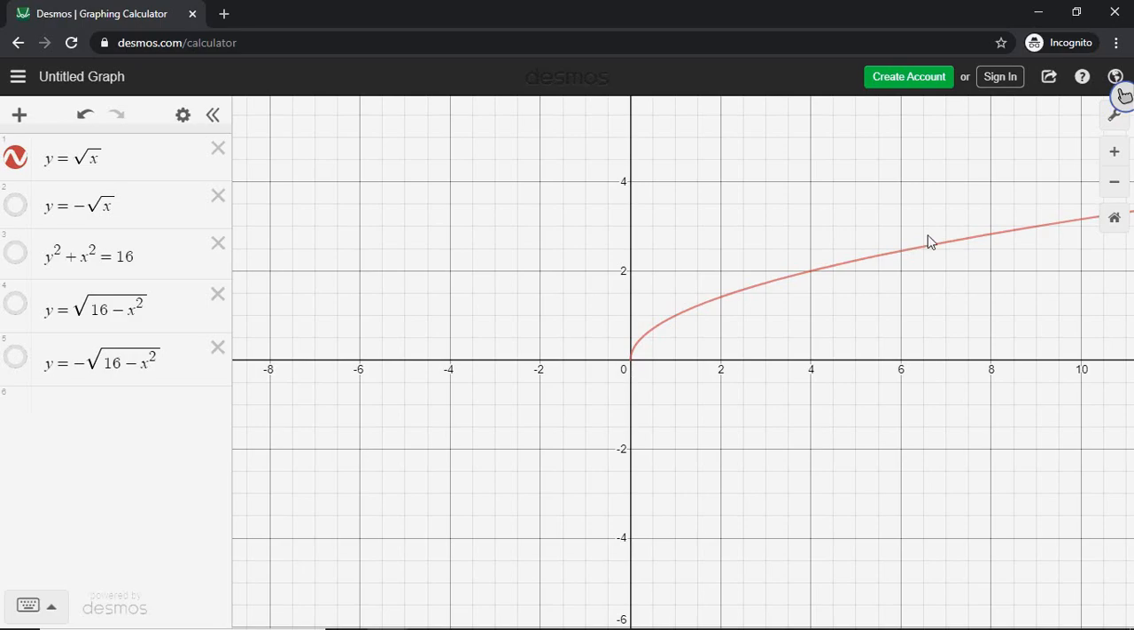So here's y equals the square root of x. Clearly a function. Here's y equals negative square root of x. Still a function. I can't type into Desmos the plus or minus symbol. However, I can just graph the positive square root of x and the negative square root of x, and we can consider this to be one single equation. This is no longer a function because it fails the vertical line test. So it's still a relation, but it's not a function.